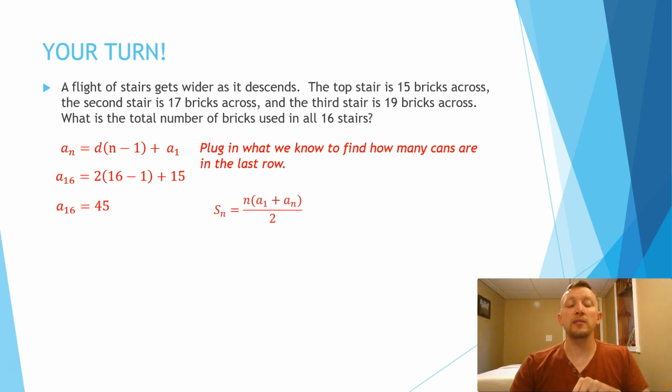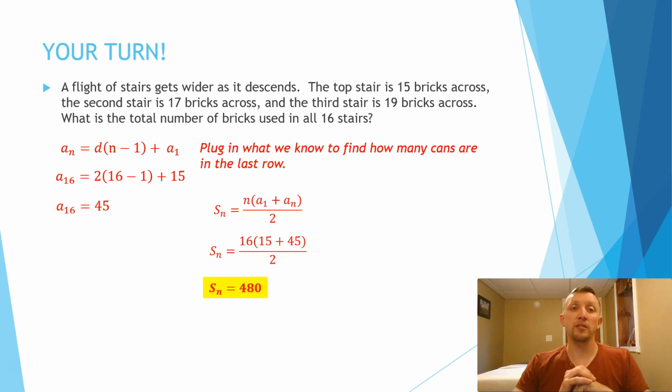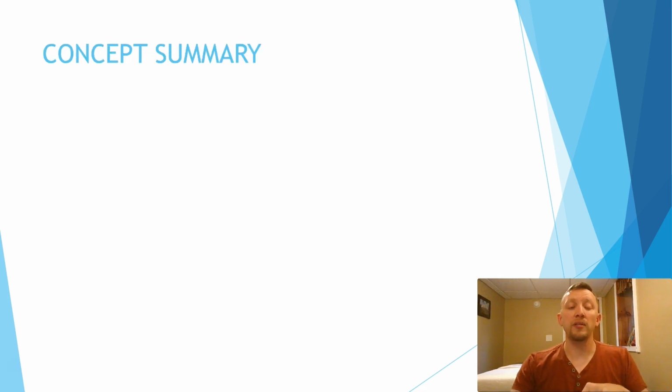So we're going to use that sum of a series formula. We know the first term would be 15. We know the last term is 45. We know there's 16 rows total. So if you add those together, the 15 and 45, that would be 60. 60 times 16 would give us a big number, divided by 2, and you get 480. 480 bricks. So hopefully that made sense.